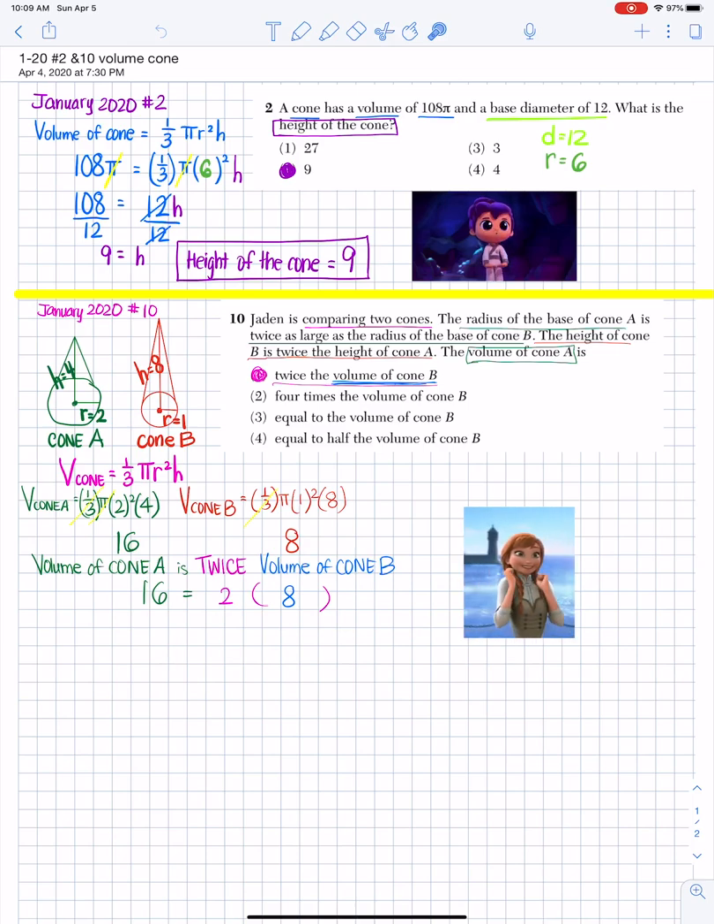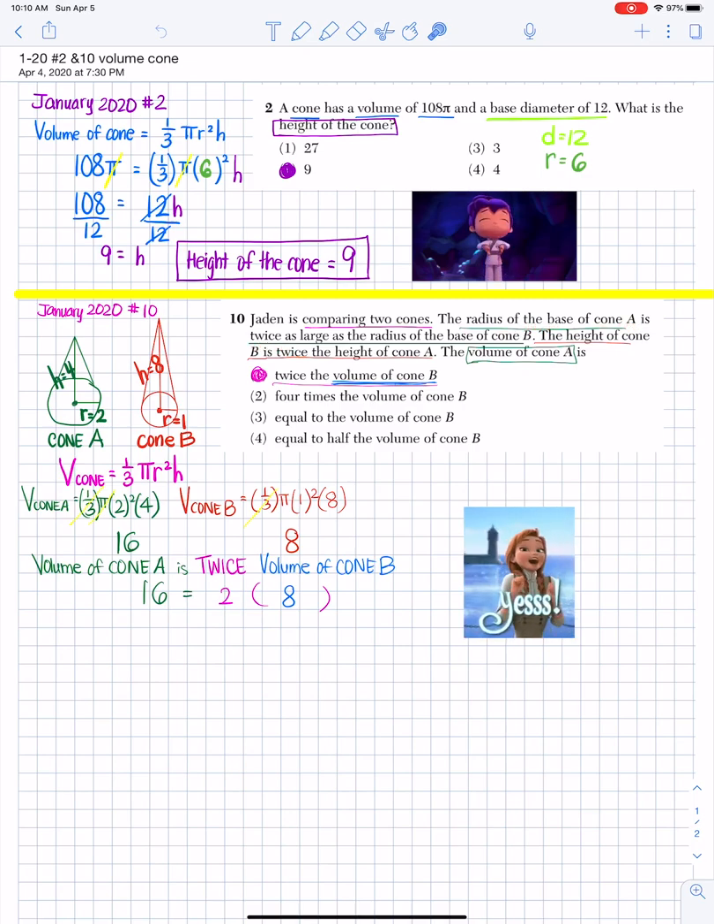Alright, so another volume of a cone question on that same Regents, January 2020. It reads as follows: Jaden is comparing two cones. The radius of the base of cone A is twice as large as the radius of the base of cone B. So look here, we have cone A and cone B. They didn't give us specific numbers, so I made up my own numbers. When they don't give you numbers, I would suggest you make up your own numbers.